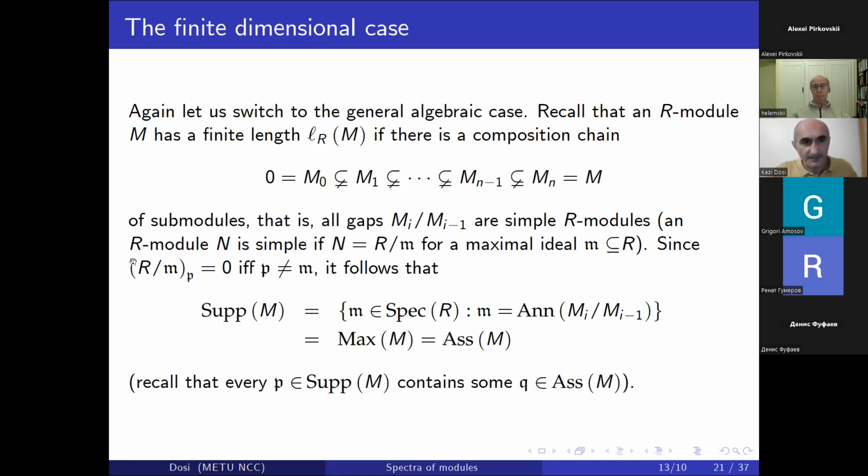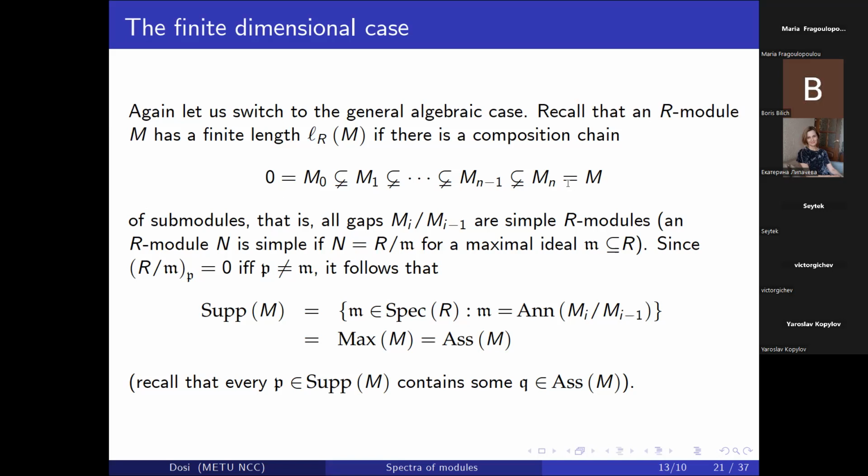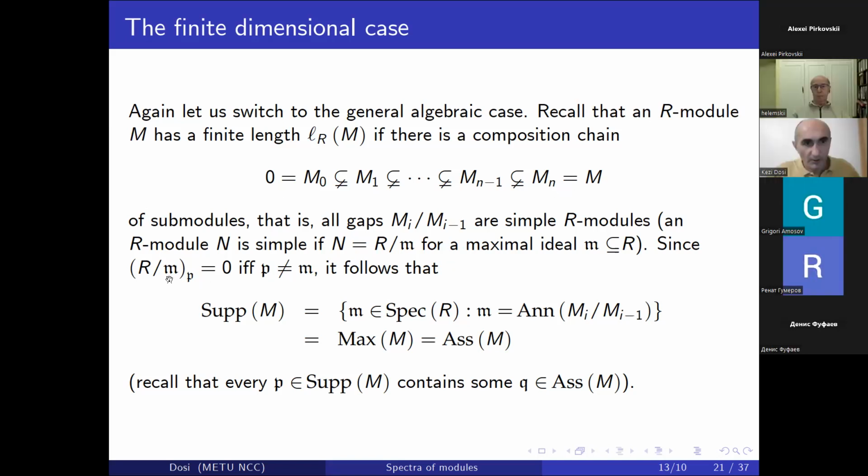And look, this quotient, if you localize with respect to some prime P, is going to vanish if and only if P is not M. Since all my gaps are very restrictive, they can only admit non-trivial localization whenever P is M. So if you apply your localization to this chain, you will see that only these ideals, M's, will survive, right? Only these M's from these gaps will survive. M is an annihilator of this quotient.